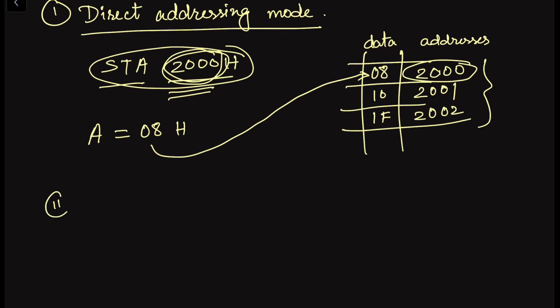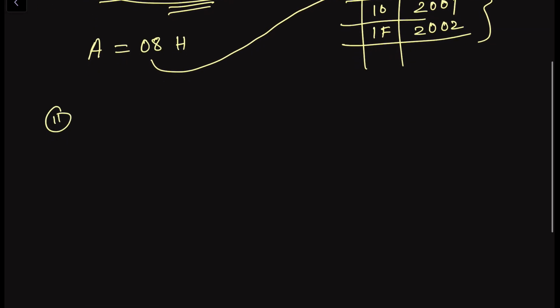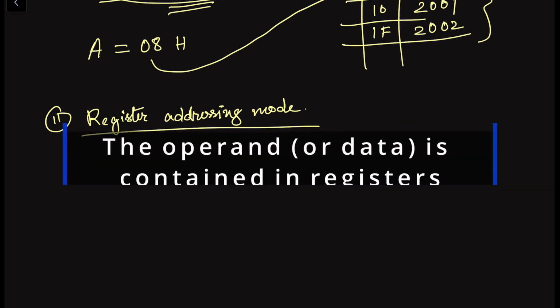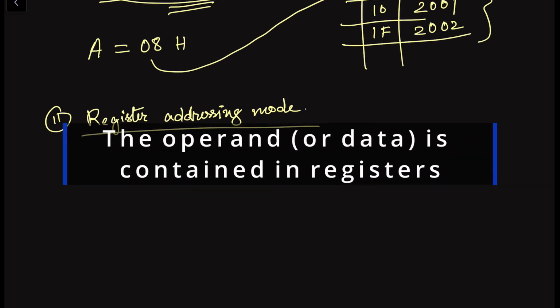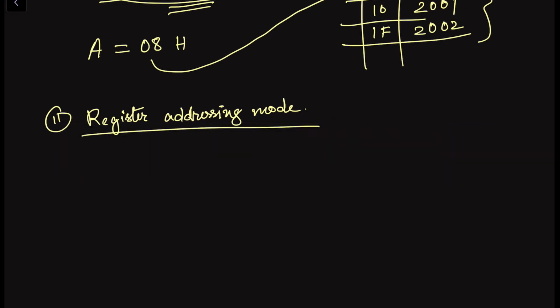Now let us go to our second type of addressing mode. This is the register addressing mode. In this type of addressing mode, the operand or the data on which the operation is going to be performed is one of the general purpose registers or the accumulator. That means we have various general purpose registers B, C, D, E. These are the general purpose registers. The HL pair is used for storing the memory location.